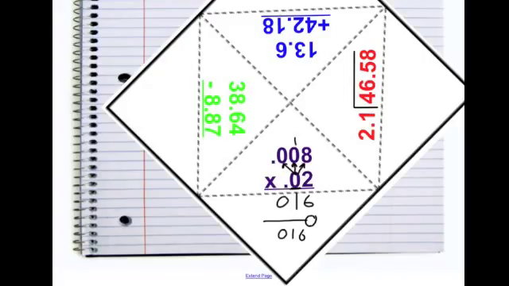However, I have 1, 2, and 1, 2, 3 decimal places in my factors. So I need to count all those decimal places up and insert them into my solution. So I have 1, 2, and then I'm going to have 1, 2, 3, which gives me a final solution of, this is the tenths place, hundredths place, thousandths place, ten thousandths, hundred thousandths. So I have 1,600 thousandths. That is my solution.